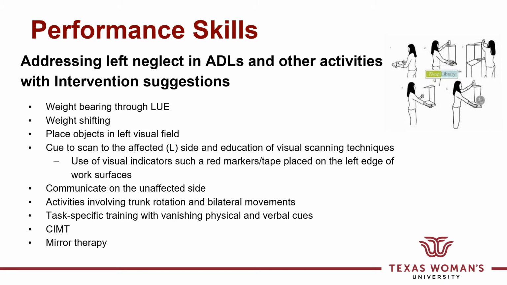Placing objects on the left visual field for Frank and making sure to cue Frank to scan to the left side and educating him on visual scanning techniques. Communicate to Frank on the unaffected side, so on his right side, making sure that he hears us clearly and is paying attention. Activities involving trunk rotation or bilateral movements, task-specific training, CIMT or constraint-induced movement therapy, and mirror therapy.